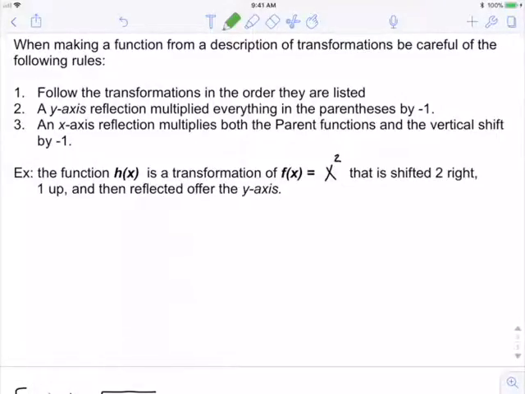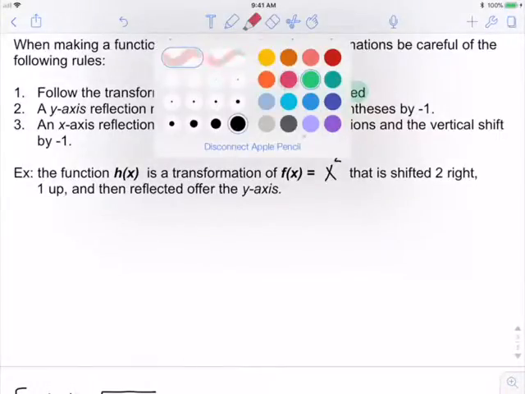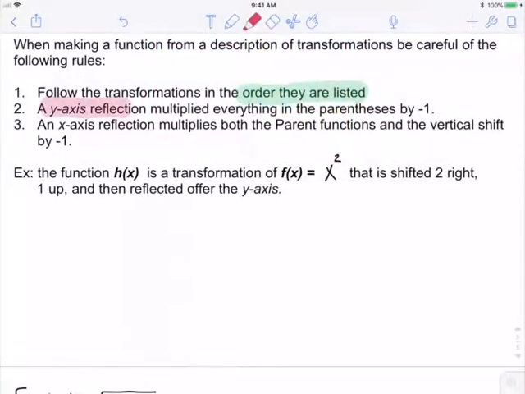If we try to do all of the horizontals and then all of the verticals, we'll end up having the wrong function because the reflections can really change how we're doing it. So always take them one at a time and do them in the order they're listed. The other thing that can mess things up is when we do y-axis and x-axis reflections. So anytime it tells you to do an x-axis reflection, remember that everything inside the parentheses is multiplied by negative 1.